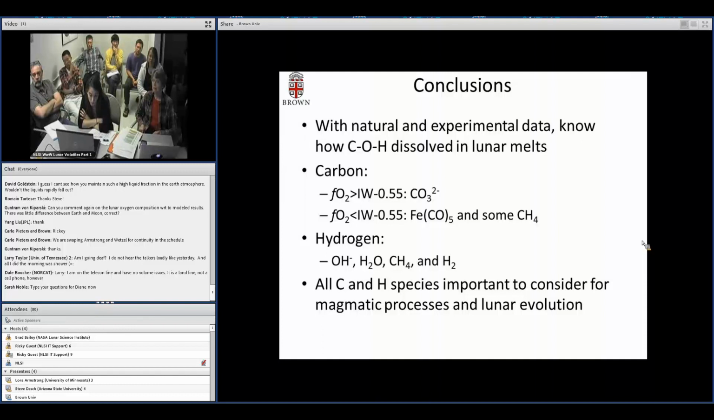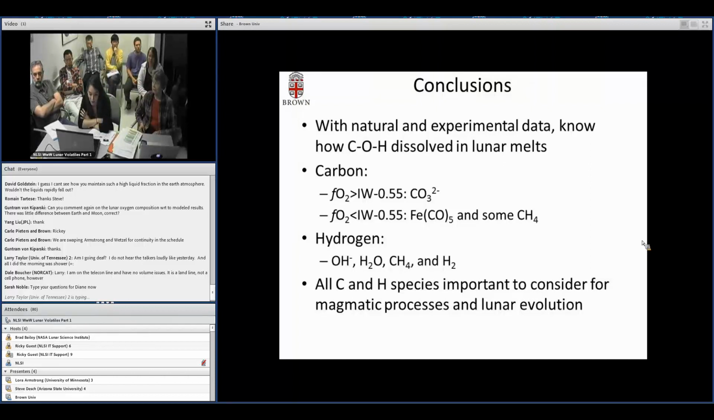For hydrogen, most of the hydrogen will be dissolved as hydroxyl and molecular water, and it doesn't matter what the fO2 is, that will be the main volatile species based on our experiments. And you could have some methane if you have more reduced melts, and you could also have some hydrogen as well, but those will not make up a majority of the hydrogen species. Like I said, it'll mainly be hydroxyl and molecular water.